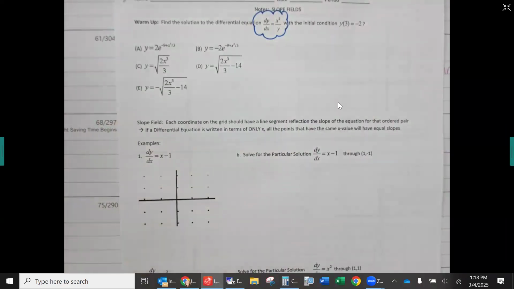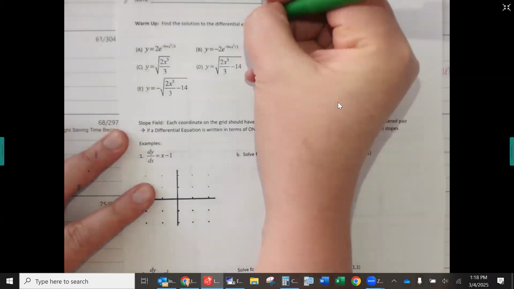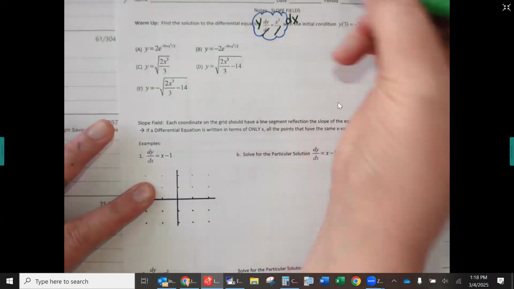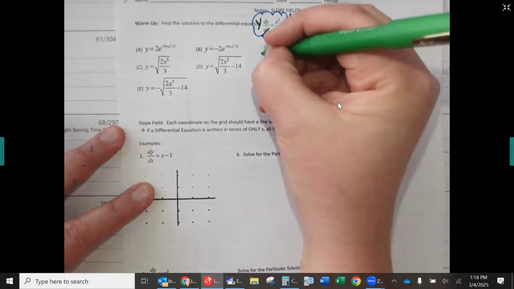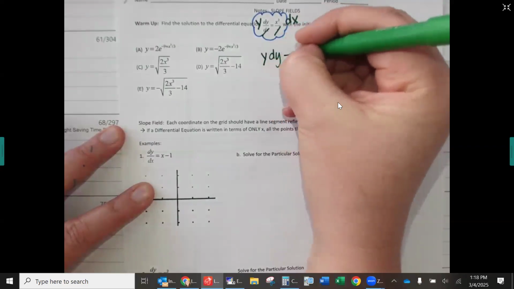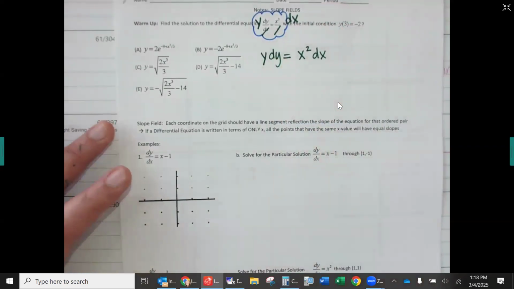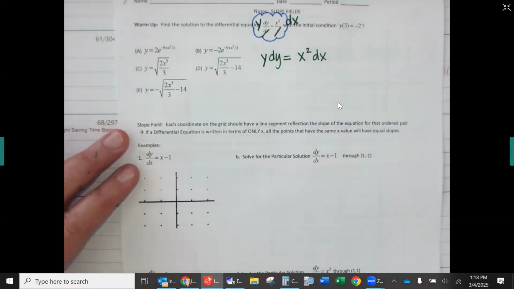Okay, so what would you need to do first? Okay, multiply the y and then multiply the dx. So remember, you want all the y stuff to be over here, all the x stuff to be over here. So your y is going to go to this side. Your dx is going to go to this side. So here's what we have now. y dy equals x squared dx. Okay, so step number 1, you're going to separate. What's step number 2?